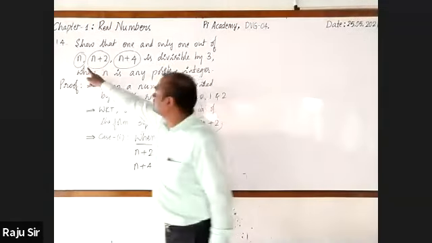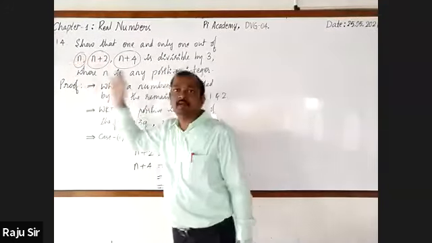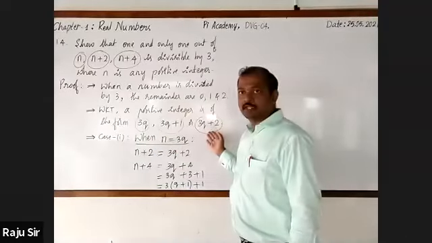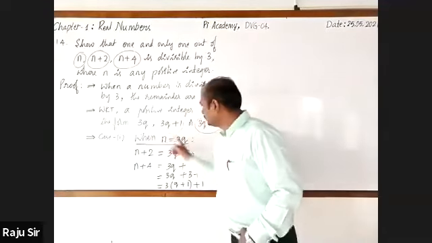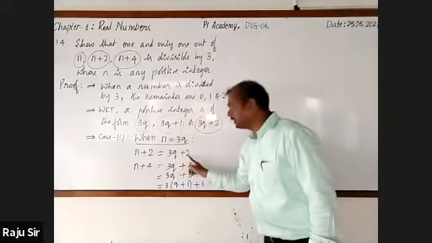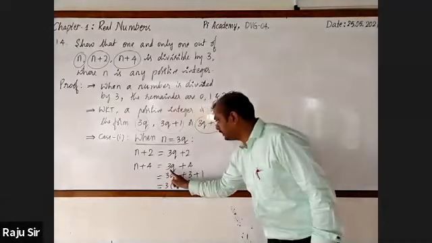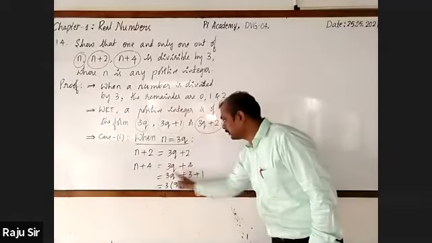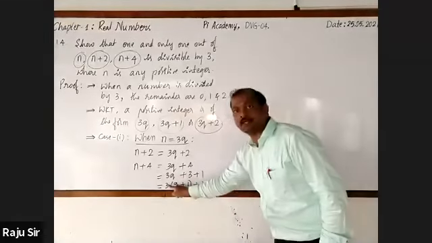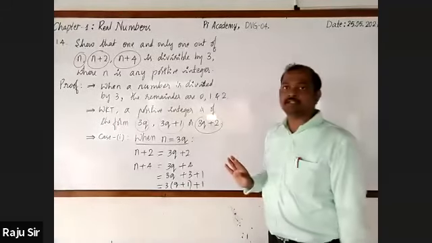When n is any positive integer, we do not know whether n is even or odd. Hence, we have written 3q, 3q plus 1 and 3q plus 2. If you substitute 3q in place of n, then n plus 2 can be written as 3q plus 2. n plus 4 can be written as 3q plus 4. Here 4 is written as 3 plus 1. In the first two terms, 3 is a common factor. It will be 3 into q plus 1.